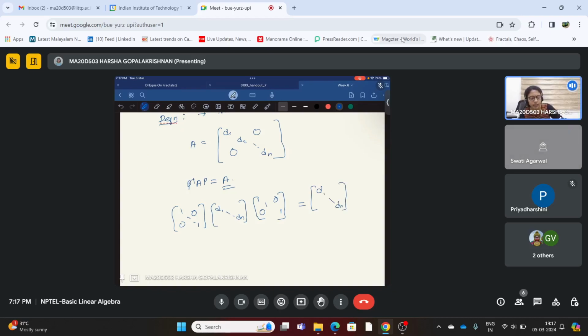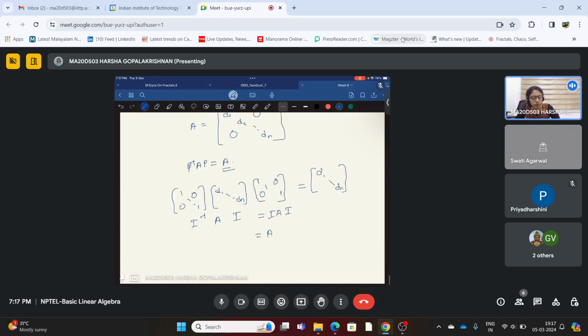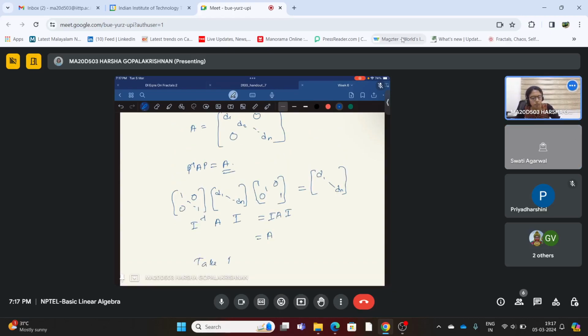See, it's nothing but I inverse A I. What is I inverse? It is again I, so A I. If I am multiplying any matrix, pre-multiply or post-multiply, whatever, what will I get? The same matrix, that is A. Fine. So that is our P. P is the identity. Take P equal to identity. That's all. Simple.